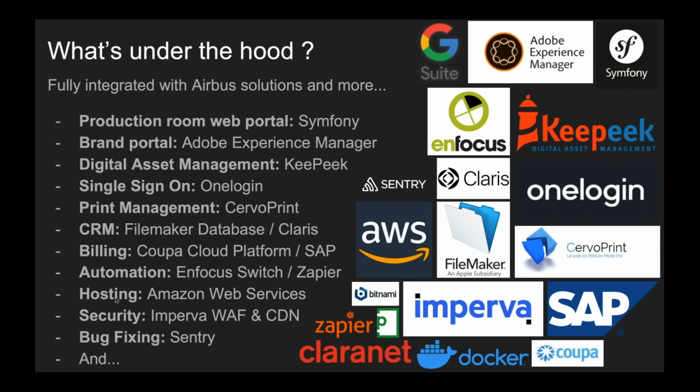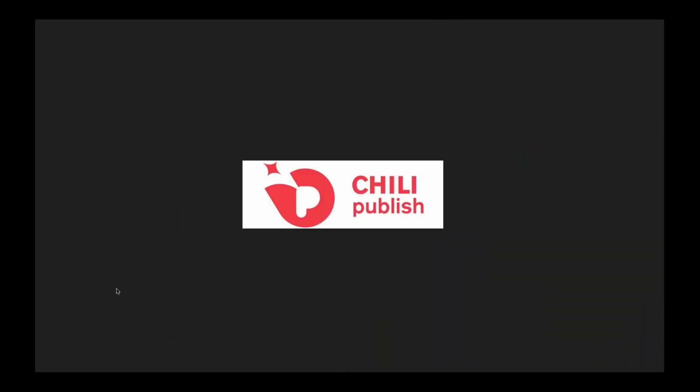We use OneLogin for single sign-on, and server print for print management to manage print orders. For customer relationship management, we use a FileMaker database for building the integrated Coupa Cloud Platform solution. For automation, we have Switch also. For hosting, Amazon Web Services. For security, we have Imperva for web application firewall and content delivery network. And for automatic bug fixing, we use Sentry. But the most important solution we use in this is Chili Publish.